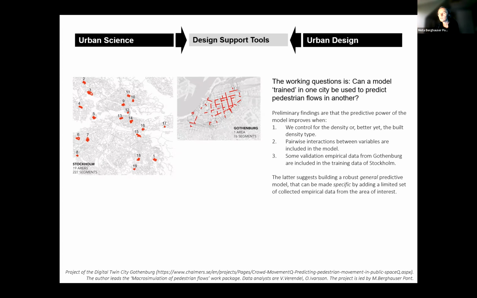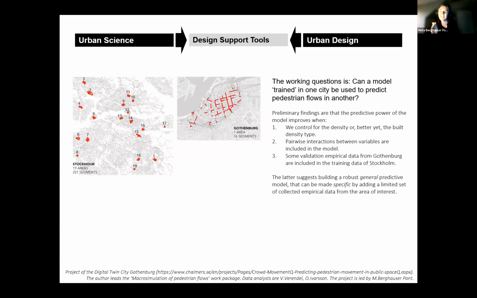So we only need what we found. We have been testing: if we add 5 streets, if we add 10 streets of Gothenburg, 20, 30, 40, how much does the model improve? And actually we found that until 10, so adding 10 street counts from Gothenburg to our Stockholm model improved the predictive power very, very much.